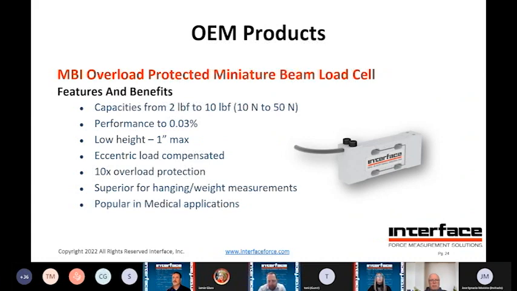Taking the MB product family one step further is MBI. So this has overload protection like the MVP, but also adds eccentric load or moment compensation, if you want to think of it that way, similar to an SPI style load cell. So very repeatable results, not as sensitive to where the load introduction occurs, but yet very robust in terms of repeatable, high-performing measurements. Also, again, very popular in medical applications and also limited more to lower force ranges. Next.